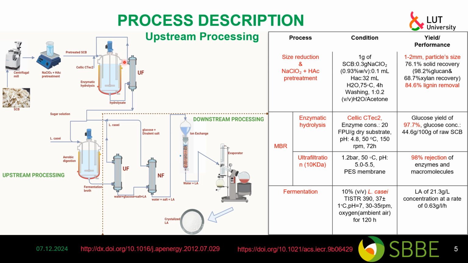So after this, the retentate is circled back to the reactor for further reaction, while the permeate with more of the simple sugars is sent for the fermentation. So here we have the L. casei microorganisms that have the ability to metabolize glucose to lactic acid using the lactate dehydrogenase enzyme, and the lactic acid produced is now sent to the downstream for the separation and the purification.